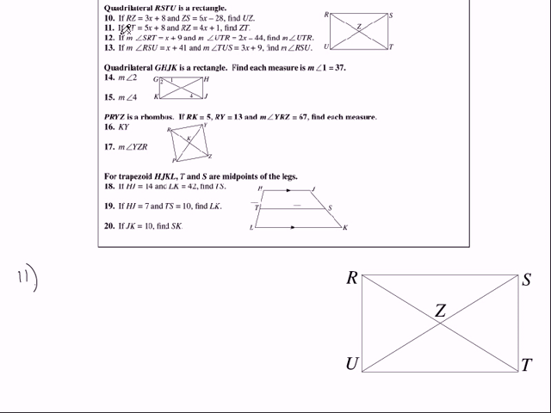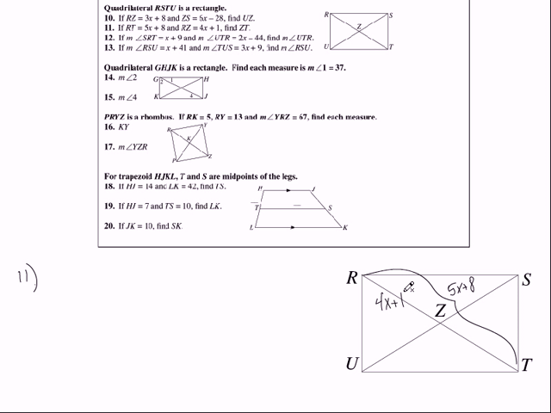All right, let's keep going. Let's do number 11. So let's see. It's easier to read the paper in front of me. RT is 5x plus 8. So RT, that's that whole thing. That whole thing right there is 5x plus 8. All right, and RZ is 4x plus 1. So just from here to here is 4x plus 1.